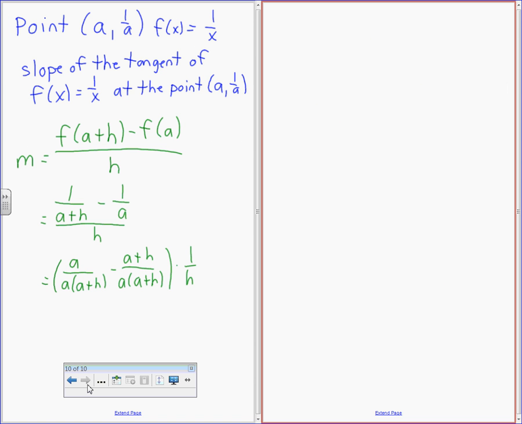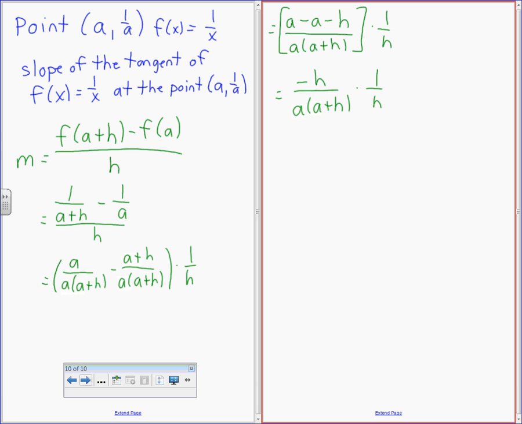So the smushing, and this is what gets people mixed up, turns into a minus h, all over a bracket a plus h, times 1 over h. And it does actually make a difference, right? The negatives there, okay? It switches to a negative, so it goes through. So this turns into negative h over a bracket a plus h times 1 over h. So your slope is equal to negative 1 over a times a plus h.